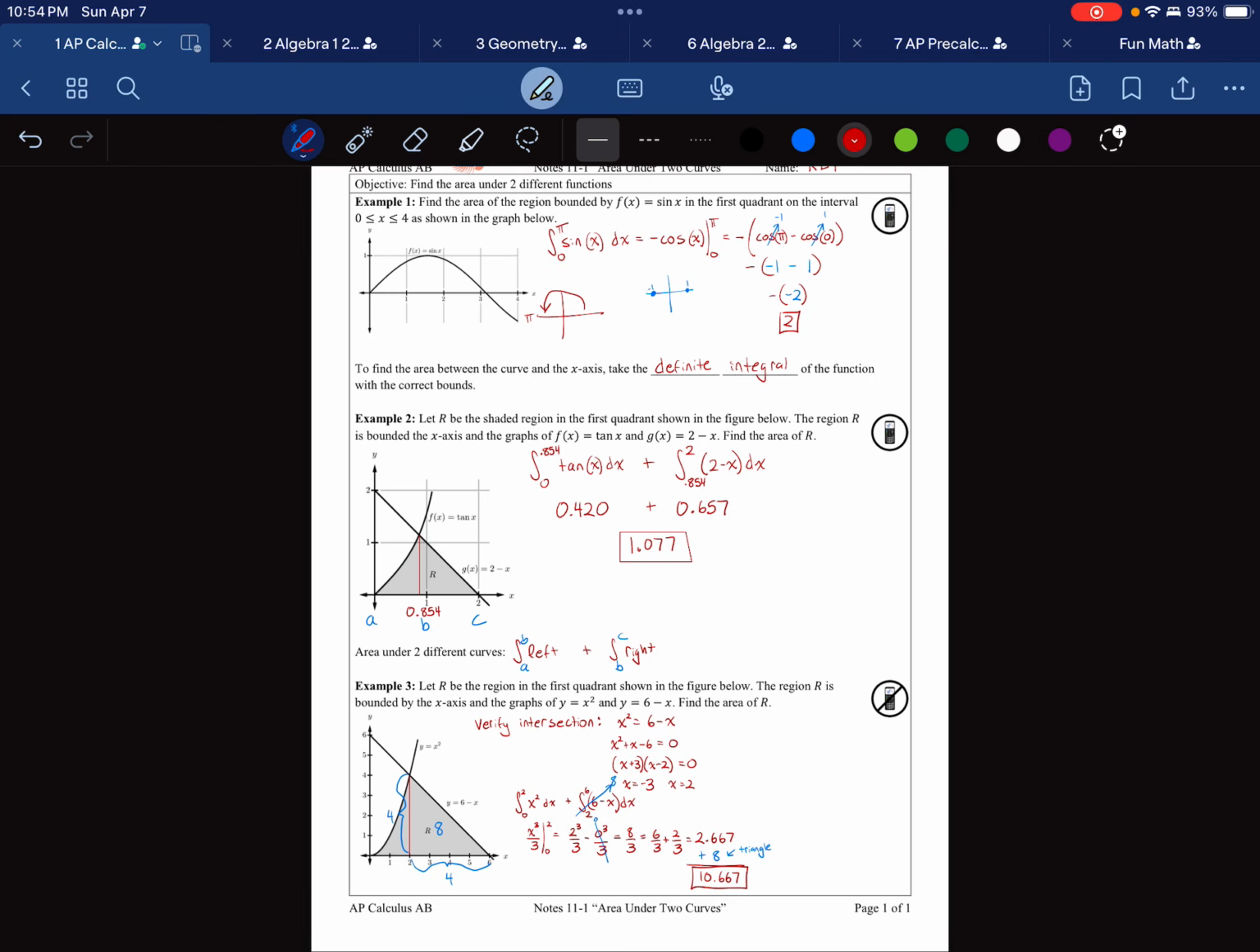Excellent. Well, again, I want to make sure that we come back to our objective. Were you able to now understand how to find the area under 2 different functions by cutting them into pieces and doing the left integral plus the right integral on a fist of 5? Hopefully, you're giving me high numbers here.